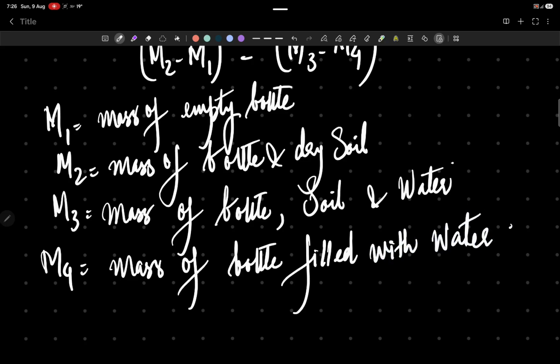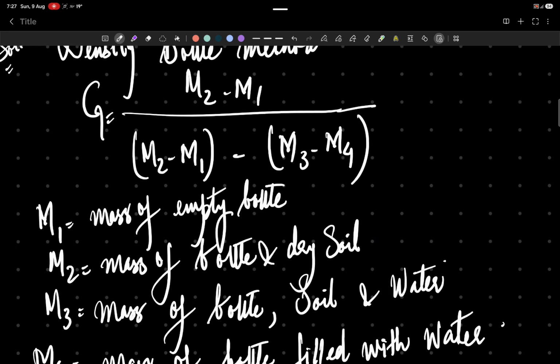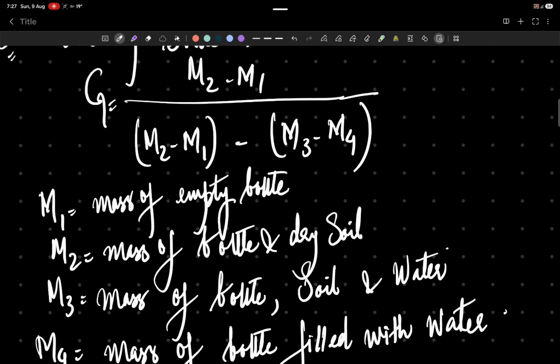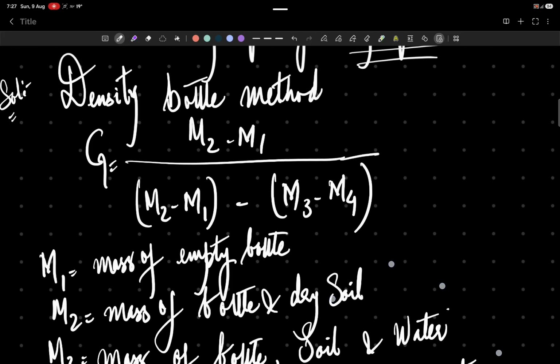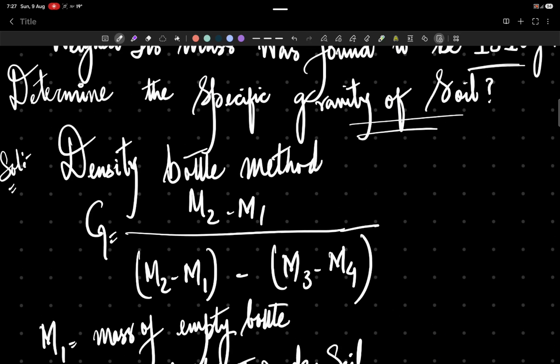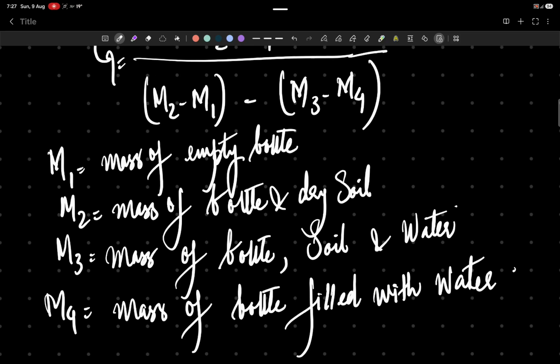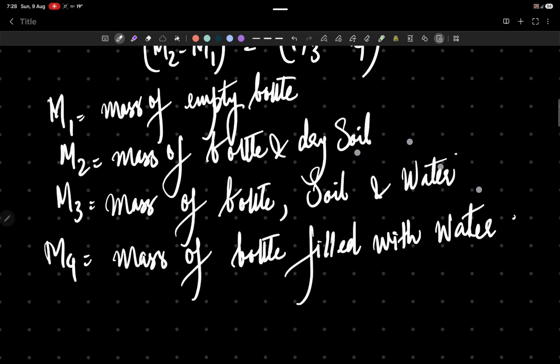We're trying to solve as many numericals as possible in this chapter, weight volume relationships in geotechnical engineering. Very important chapter and very nice one, very conceptual. A good quantum of questions come from this topic in all the competitive exams. So in this density bottle method for the determination of the specific gravity of soil solid particles, M1 is the mass of empty bottle, M2 is the mass of bottle and dry soil, M3 is the mass of bottle, soil and water, and M4 is the mass of bottle filled with water only. All right, so this is about the density bottle method.